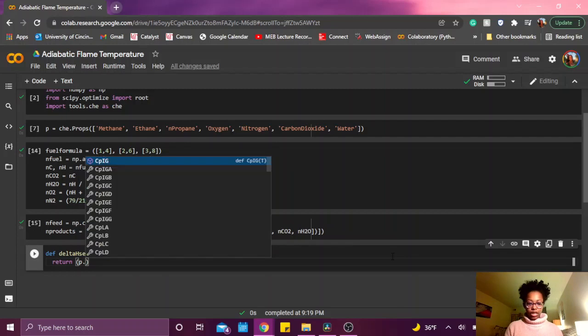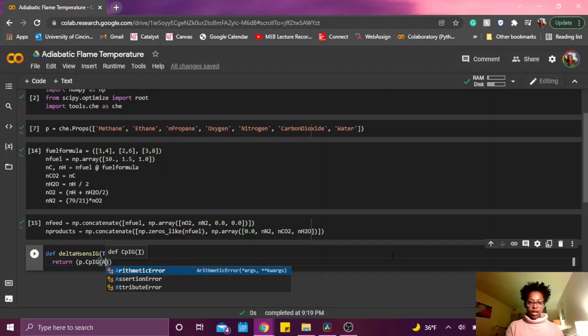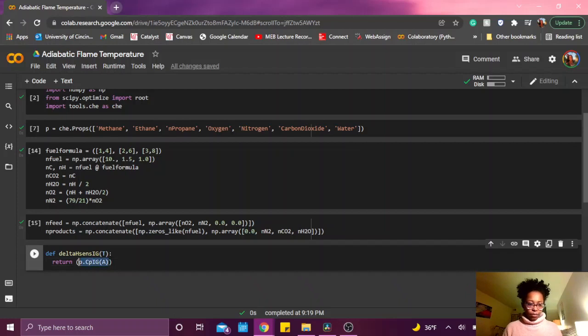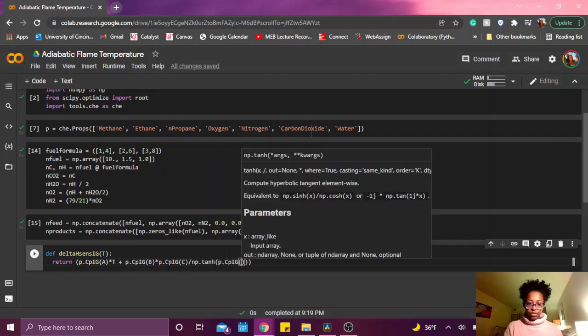So we'll do P and then heat capacity, Cp, ideal gas, and then A, because that was our first constant. And we can copy this and then just put in the correct constant for each term. So we have to multiply this by the temperature plus the same thing for B times that for C, but we divided this by the hyperbolic tangent of C divided by T.